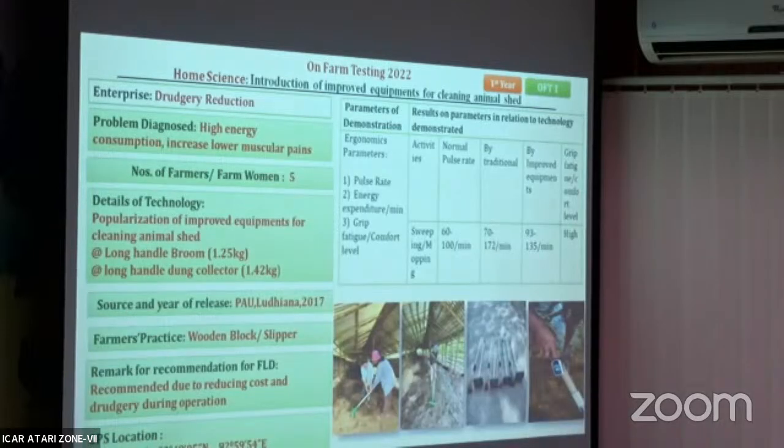And in home science, we have an enterprise of drudgery reduction. We introduced improved equipment for cleaning the animal shed. Before, they used their hands or wooden blocks or sleepers like that, but we introduced a rake, and we have seen that it is many times better than the traditional method of cleaning the cow shed.